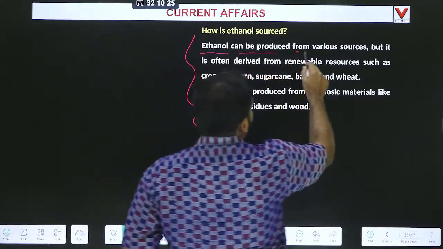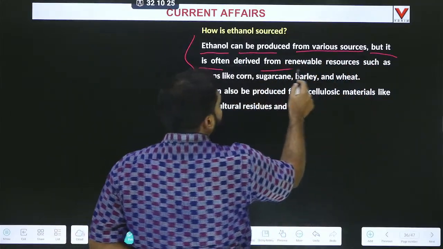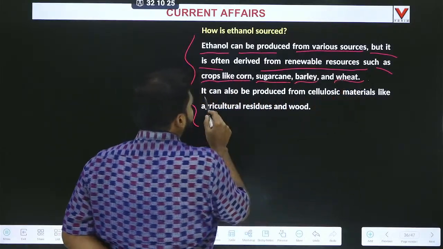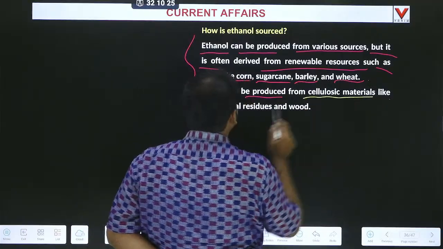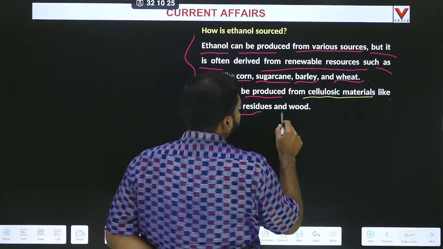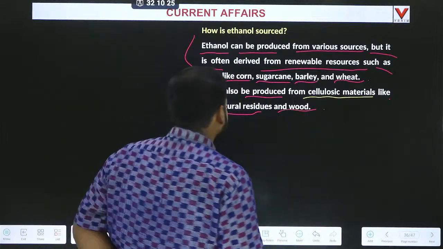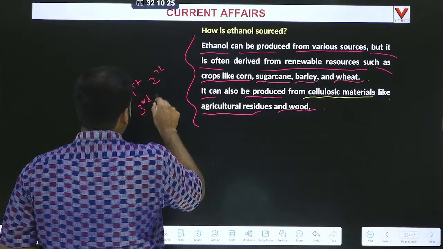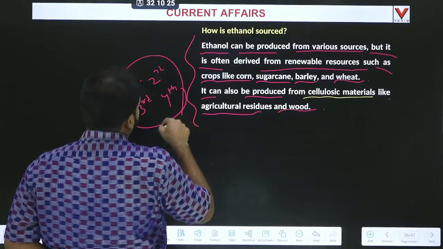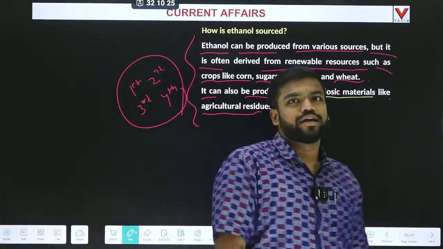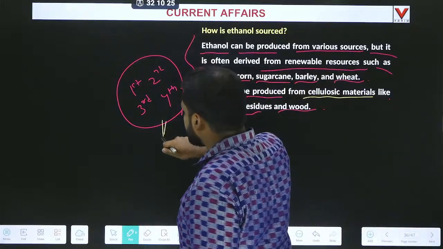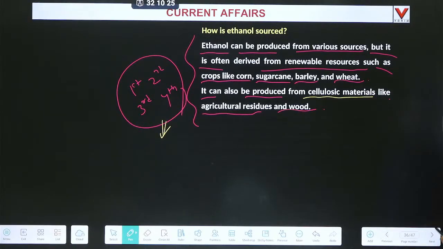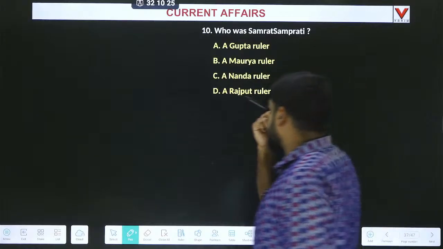Ethanol can be produced from various sources, but it is often derived from renewable sources such as crops like corn, sugarcane, barley and wheat. It can also be produced from cellulosic materials like agricultural residues and wood. There are 4 generations of ethanol production: first, second, third, and fourth. Okay, we'll discuss it in another session, right? If there is a question regarding this, it will be a very large video if we discuss all of them. Okay, next, let's ask the next question.